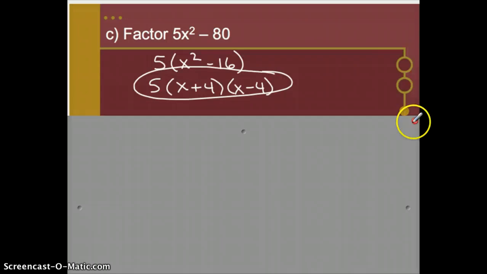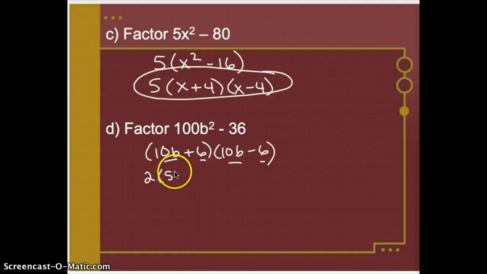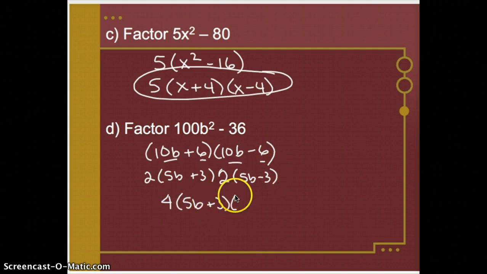All right, last one. Factor 100b squared minus 36. So again, you have to completely factor this, so you pick whatever method you want. So I'll notice that the square root of that is 10b, and that's 6. So I usually just like to do 10b plus 6 times 10b minus 6 first. But I need to make sure I'm really cautious because with the even numbers, we need to factor that out. So then I've got 2 times 5b plus 3 times 2 times 5b minus 3, which in the whole should leave us 4 times 5b plus 3 times 5b minus 3.